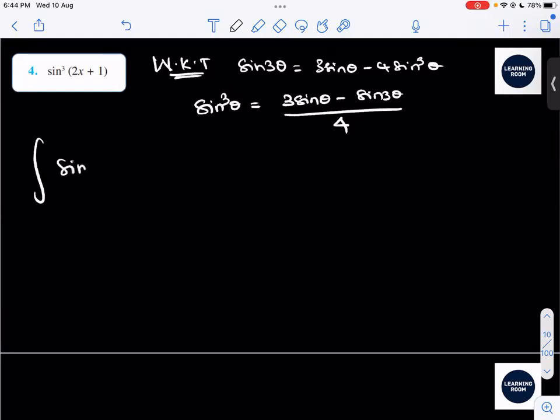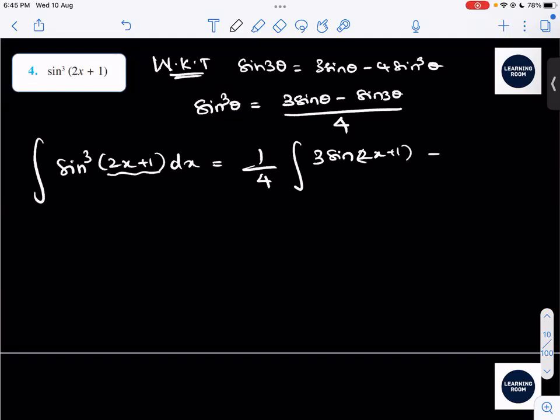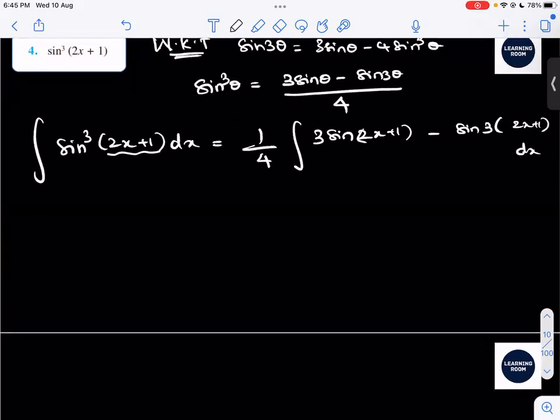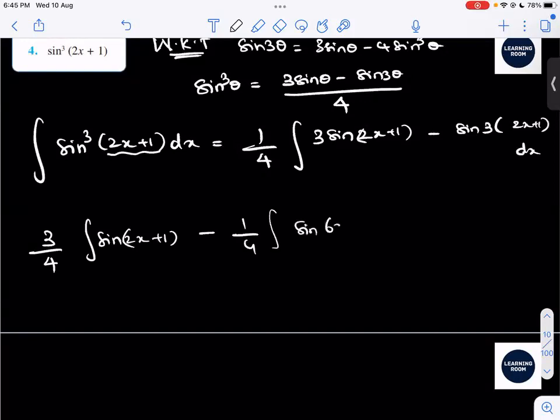So the integral of sine cube of 2x plus 1 dx will be equal to 1/4 of the integral of 3 times sine theta, where theta is 2x plus 1, minus sine 3 times the theta value, which is again 2x plus 1, everything with dx. Right. 3 by 4 into the integral of sine of 2x plus 1, minus 1 by 4 into the integral of sine of 6x plus 3 dx.